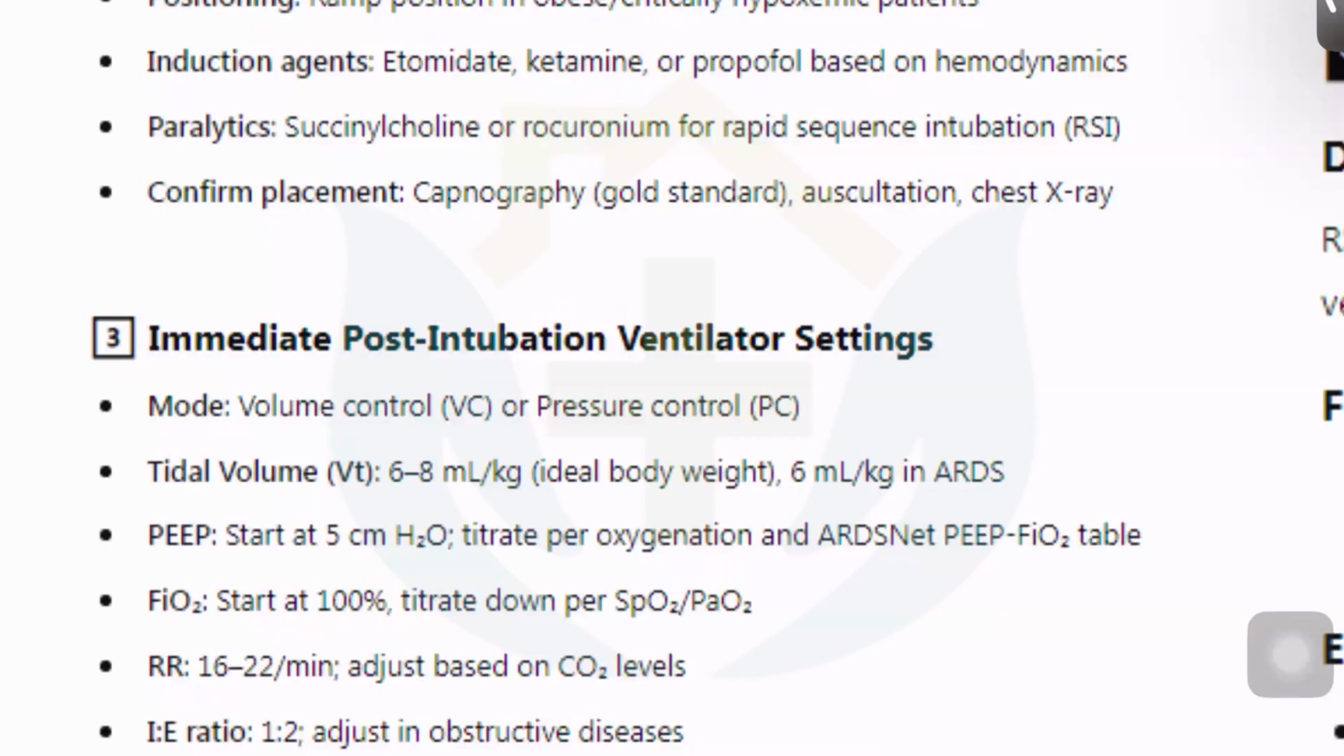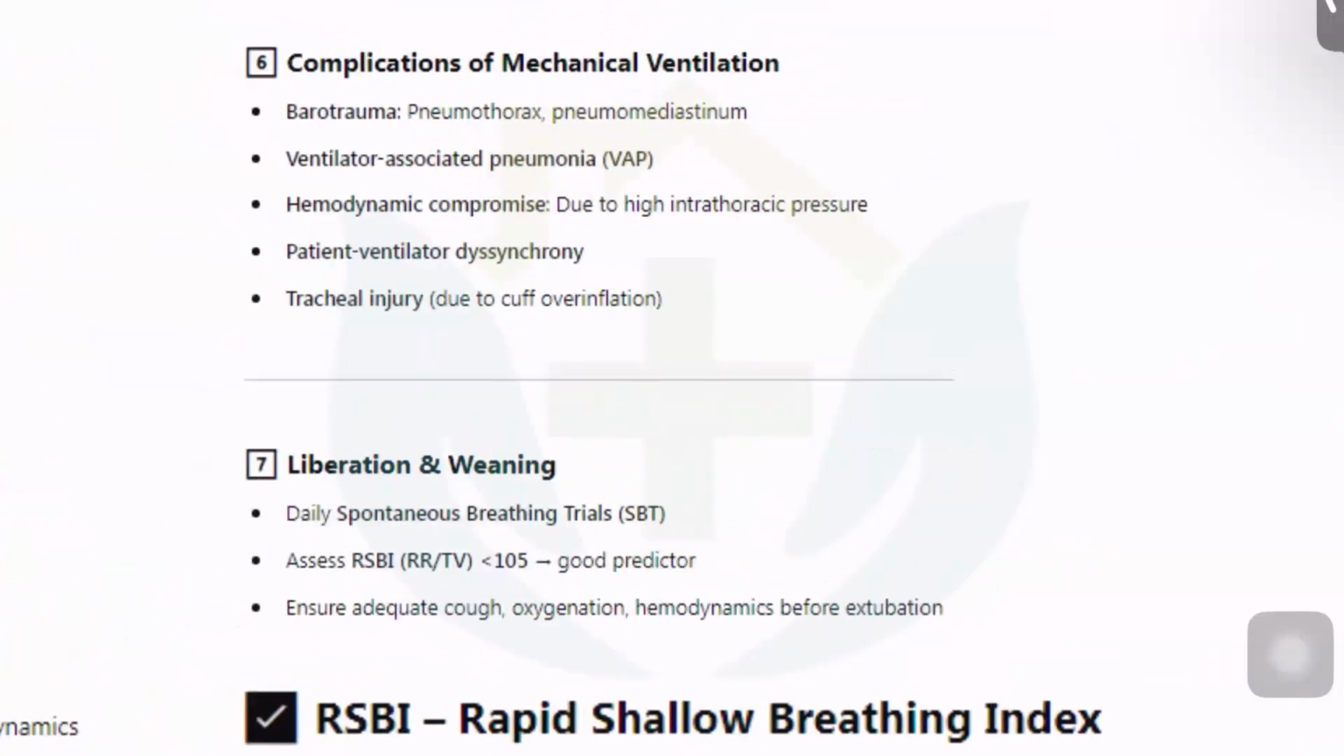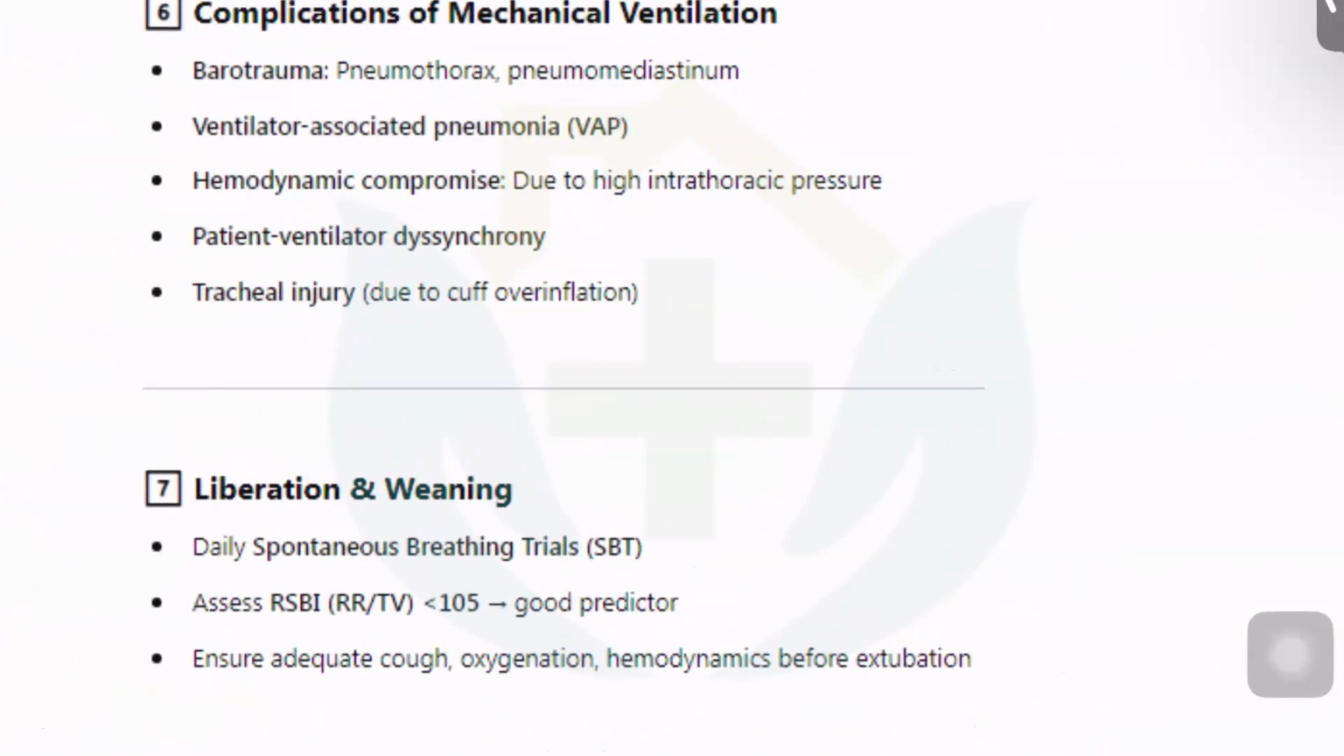I/E ratio 1:2, adjust as per need in the obstructive diseases. Complications: barotrauma, VAP, VILI, hemodynamic compromise, patient-ventilator dyssynchrony, tracheal injury due to cuff overinflation. We will not let it happen. We will keep it between 20 to 30.